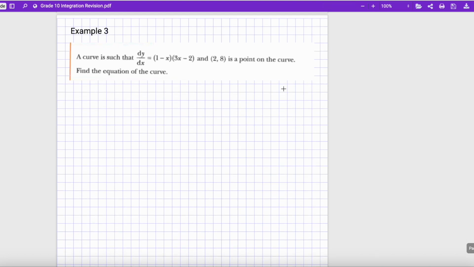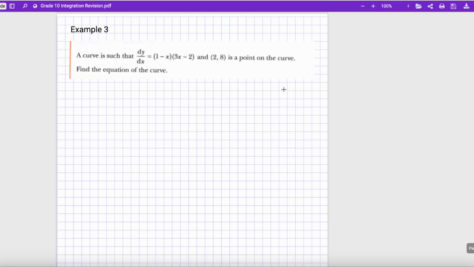Alright, example 3, let's look at that. This is more of a question involving some sort of a story, but it's essentially the same thing as what we have done. And the good thing is that they've given us a point on the curve. Why do we need this point on the curve? It is to help us to find the unknown constant C. I'm going to show you how this is done.